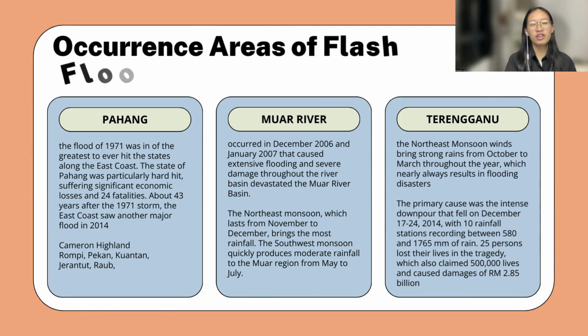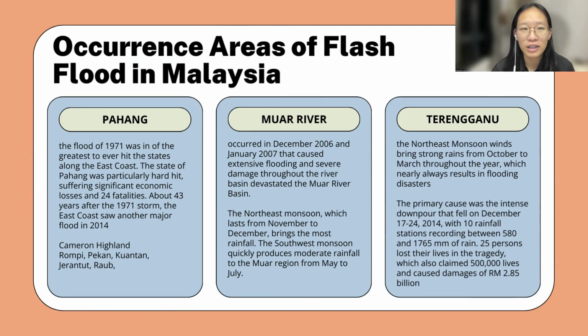Now I'm going to talk about the occurrence areas of flash flood in Malaysia. First is in Pahang. The flood of 1971 was one of the greatest to ever hit the states along the east coast. The state of Pahang was particularly hard hit, suffering significant economic loss and 24 fatalities. About 43 years after the 1971 storm, the East Coast saw another major flood in 2014, in Cameron Highlands, Rompin, Pekan, Kuantan, Jerantut, and Rau.